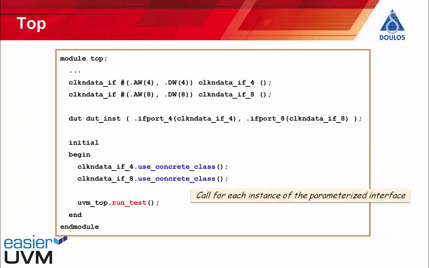So finally in the code, we can see the calls to make those factory overrides. Before we call run test to actually instantiate the whole UVM verification environment, we're calling useConcreteClass for each of the distinct instances of our SystemVerilog parameterized interface. So here we've got two instances, one with address width and data width both set to 4, another instance with address width and data width both set to 8. And then we've set useConcreteClass for each of those, and useConcreteClass will create the appropriate factory overrides for that specific instantiation of the parameterized interface. And then all of the code I've shown will just spring into life and it will work.